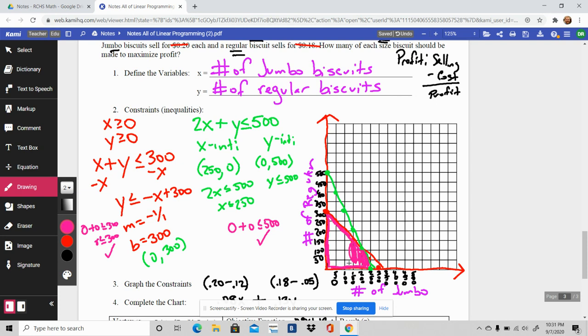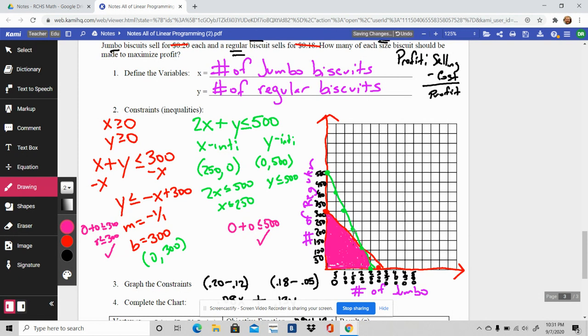All of this shading that overlaps right here, this is called the feasible region. Pick any point and you're going to make a true statement. It would satisfy your constraints. So all of these would be possibilities. Now, we don't want just any of these possibilities. We want the best one.